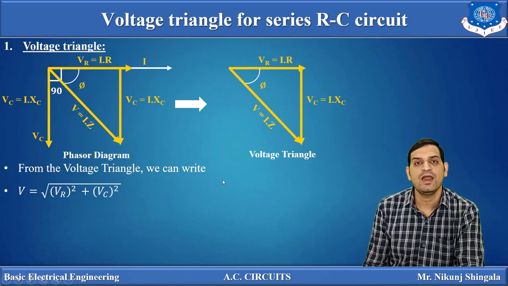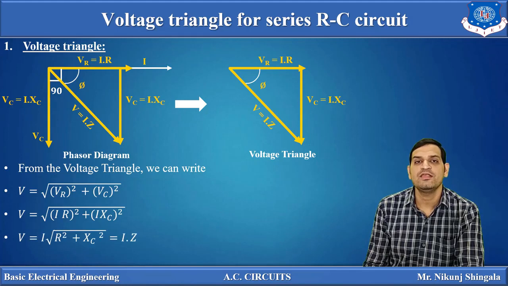So V is equal to the square root of VR square plus VC square. Now VR is nothing but IR and VC is nothing but IXC. So V is equal to the square root of (IR) square plus (IXC) square, taking I common. So we get V is equal to I into the square root of R square plus XC square, which can be represented by I into Z, where Z is the impedance of the circuit. From this voltage triangle we can derive the expression of the resultant voltage, the angle phi, and the power factor cos phi.